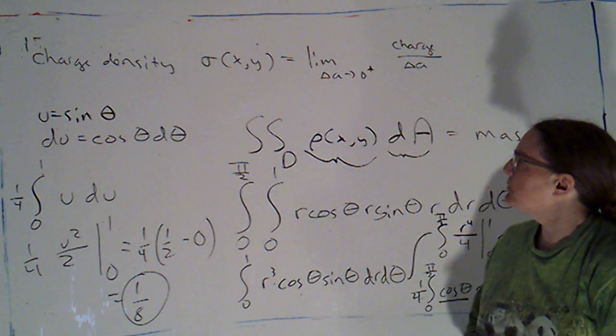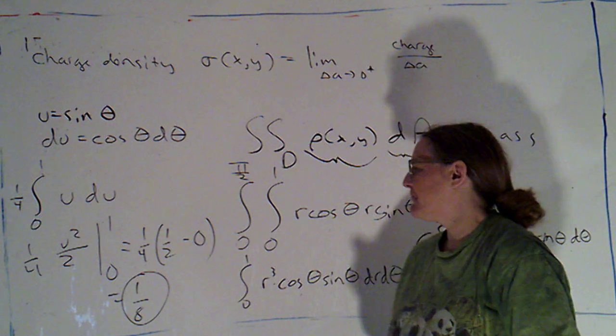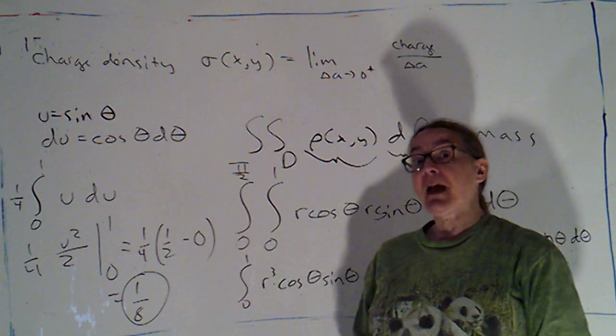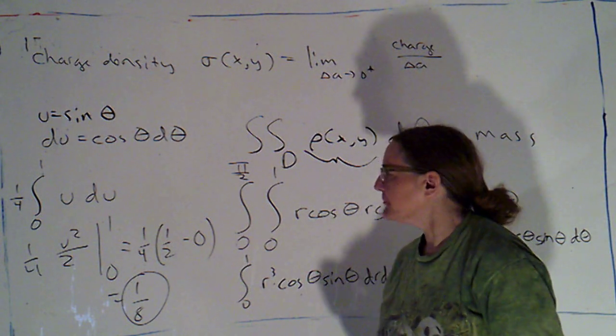Now, I hadn't given you any units for this density function, but it would be whatever units we were using for mass. If we're finding mass, it better be positive. That's one of those quantities that you can't have a negative value for.